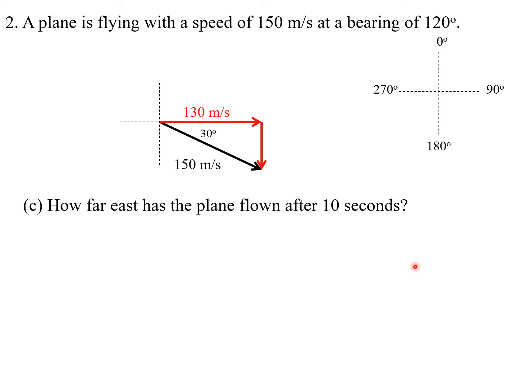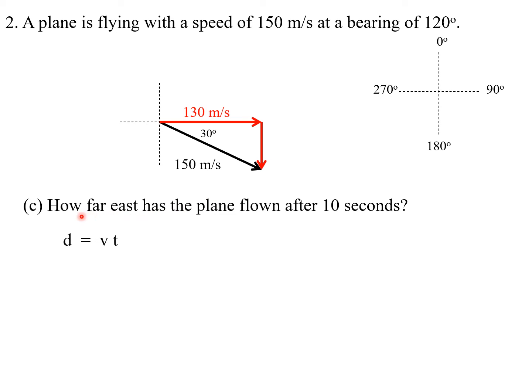Next question, how far east has the plane flown after 10 seconds? Okay, well, we can assume that the plane is flying at a constant velocity, so we're going to use d is equal to vt, where t is 10 seconds, d is what we want. Now, what speed do we use? Do we use 150 meters per second? Do we use 130 meters per second? Do we use 75 meters per second?